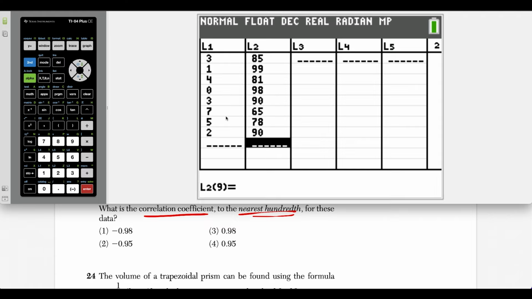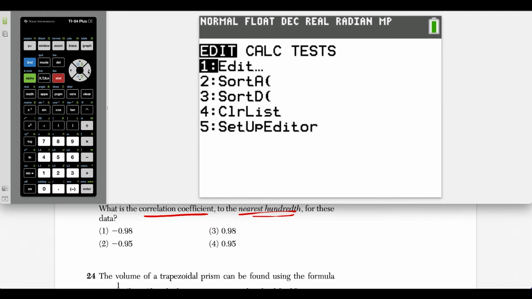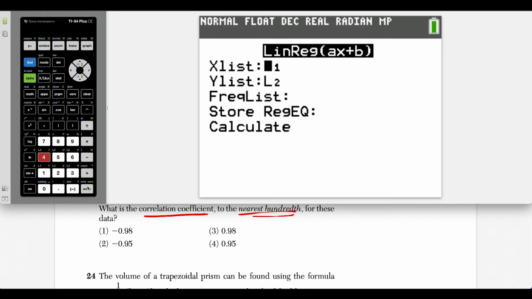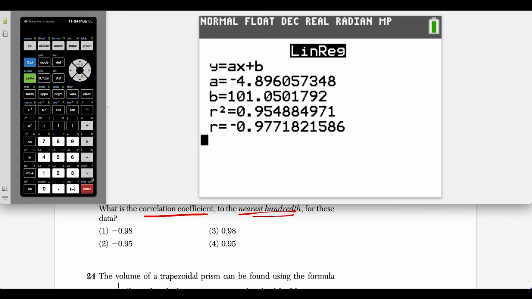So now that we entered the data from the question, what we're going to press next is stat, and then we're going to calculate a linear regression here because the actual question said the data collected modeled a linear regression. So we're going to select option 4. And now we're just going to press enter until we get to calculate, and we're going to press enter again. And now this gives us all that we need.